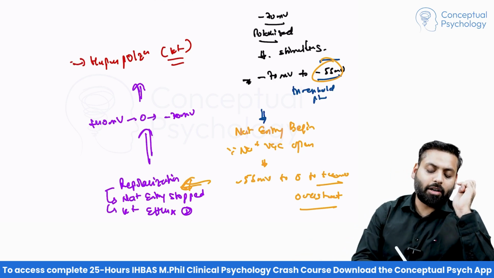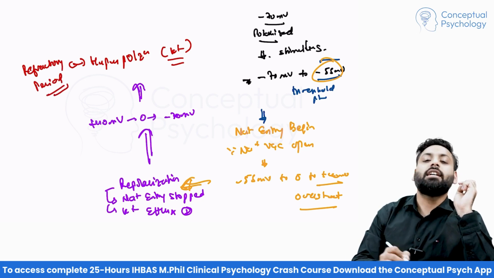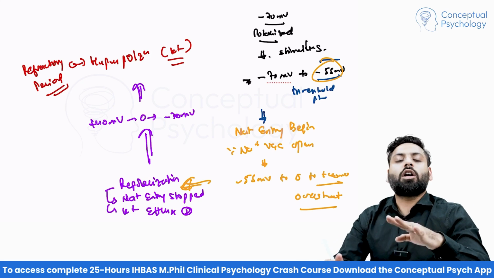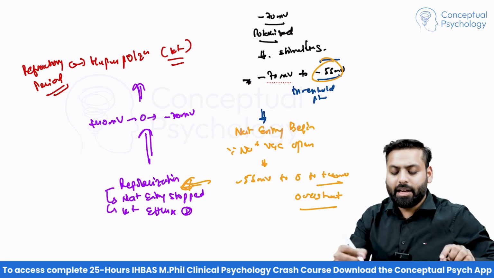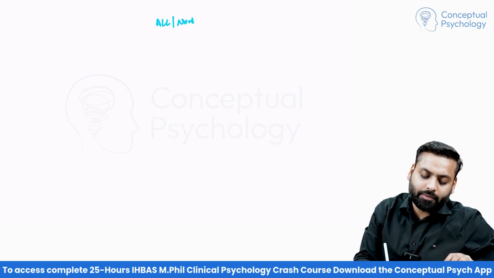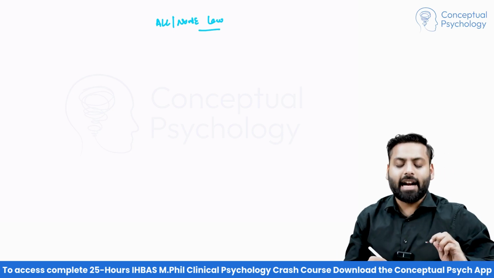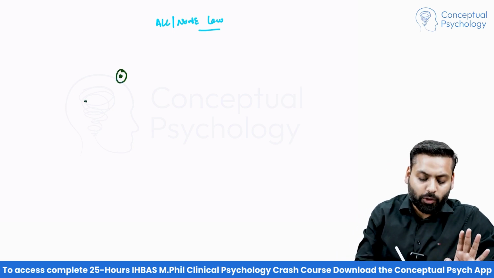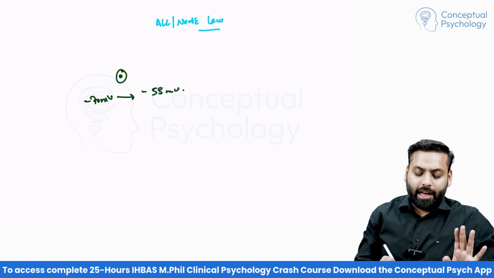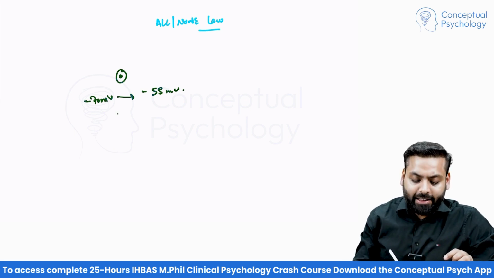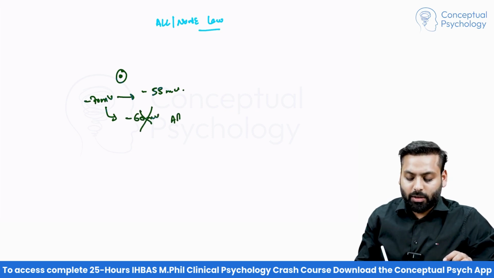Okay, and in hyperpolarization we find a named period, that is the refractory period, in which a new stimulus, if it comes, will not be able to generate any action potential. Okay, then what is the all or none law? All or none law, it is very easy to understand. It says that the stimulus should be strong enough to take the nerve from minus 70 to minus 55 millivolt. If it is not strong enough, let's say it takes the nerve from minus 70 to minus 60 millivolt, then action potential will not be generated.